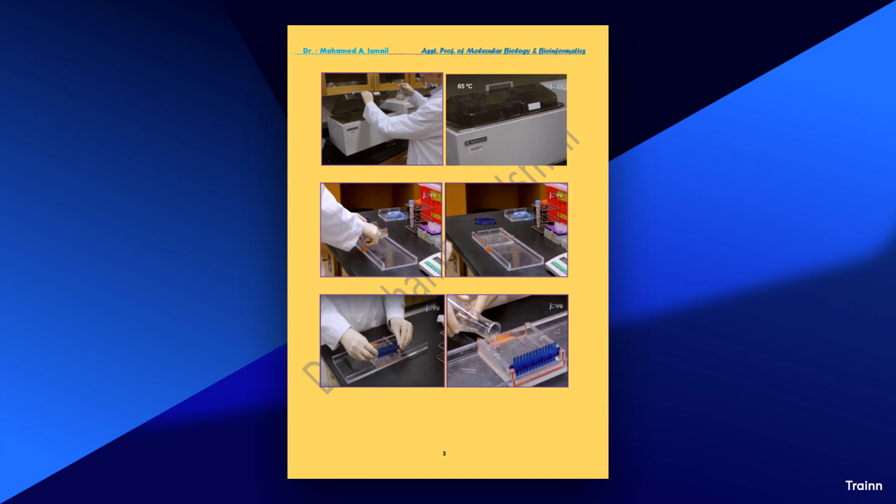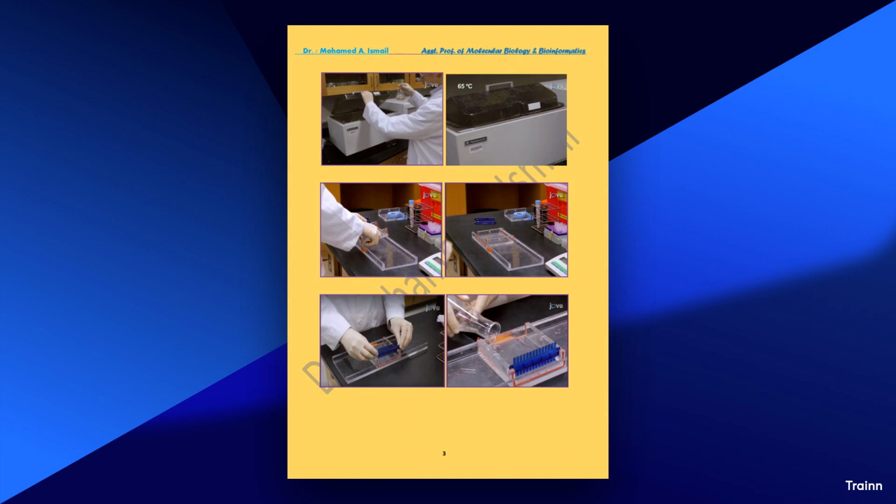Loading dye. The loading dye typically contains a tracking dye, e.g., bromophenol blue, that migrates through the gel at a known rate, allowing researchers to monitor the progress of electrophoresis. Glycerol or sucrose is often included to increase sample density.